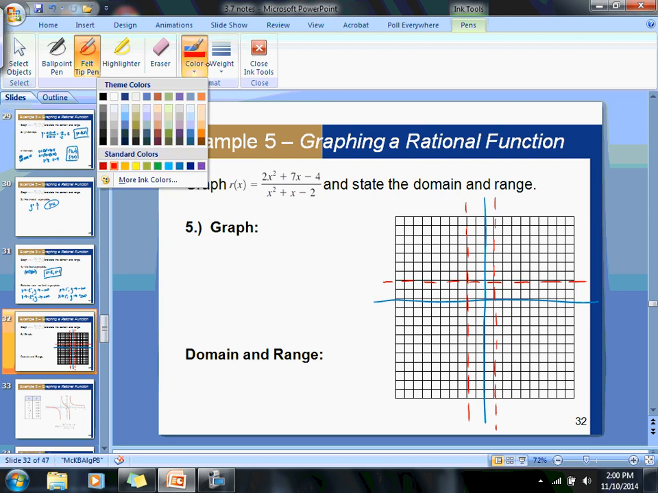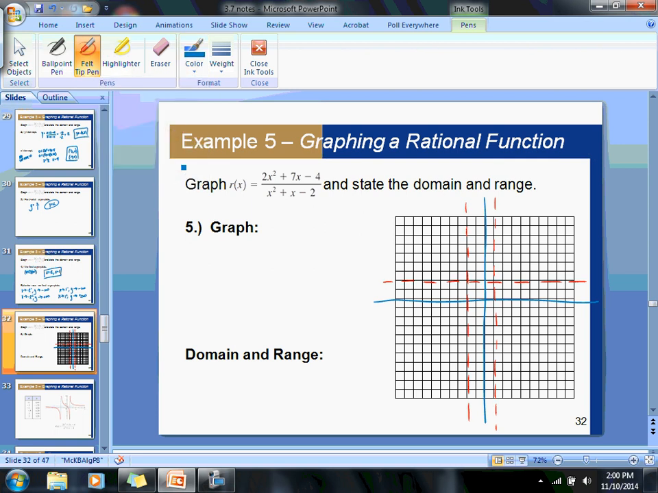And now to find the end behavior, okay, when I graph it, this means that I'm going to pick a value on the left of negative 2. So I'm going to pick like negative 3. And if I plug negative 3 into this original function, I get a value out that's less than 2.